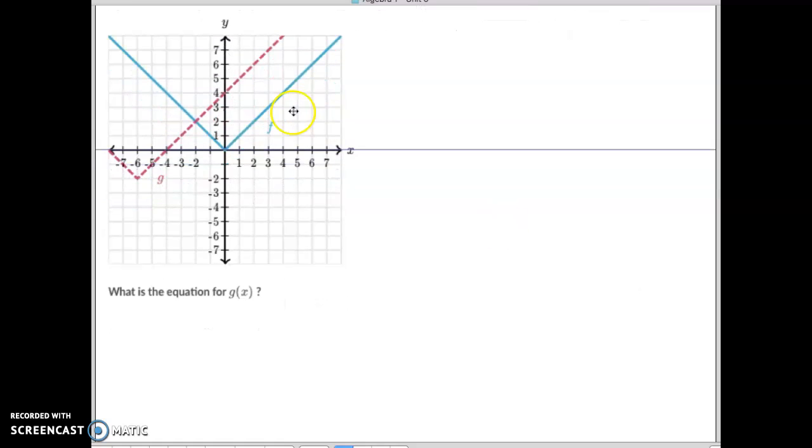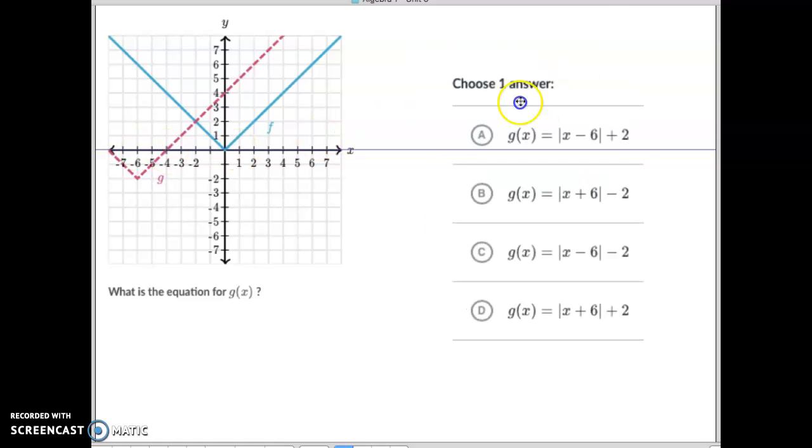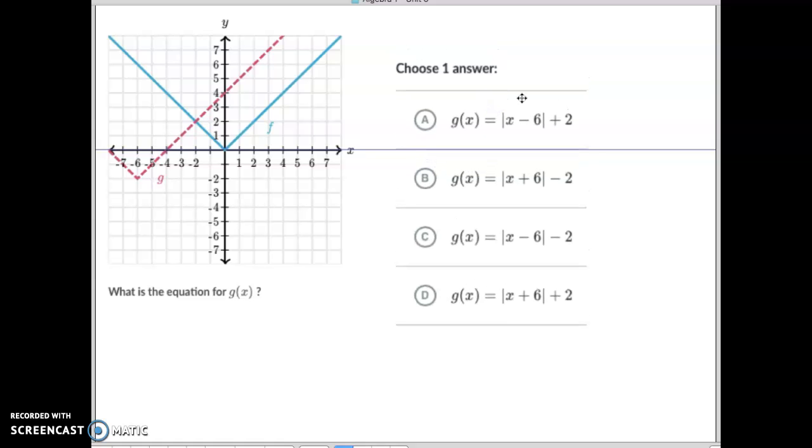So here's the graph. We're starting with this F graph right here, the blue one, and we're shifting to this one. Well, first of all, did this one shift to the left or did it shift to the right? It shifted in the negative direction. So the part inside, since it shifted in the negative direction, should be a positive. Well, it can't be A then, because this is a negative. This one is a positive, so it could be this one.